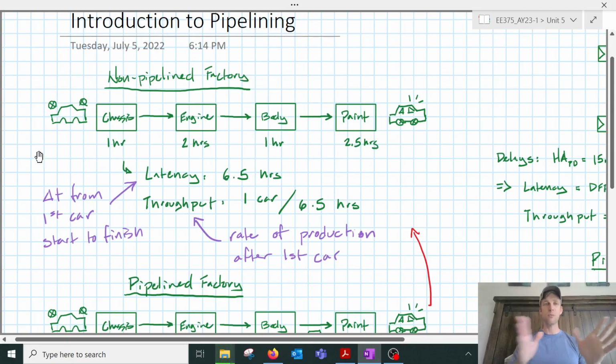Like you can probably already imagine, if I've got a car that's having its body put on, the rest of these units are idle. Nothing's happening, and very likely, like in an actual factory line, that's ridiculous. Why would I halt these stages if I can put them to use working on other cars?